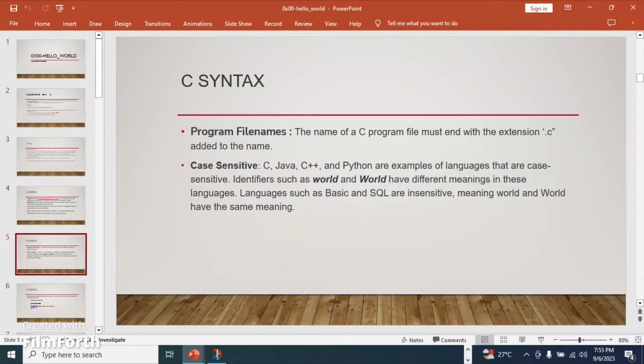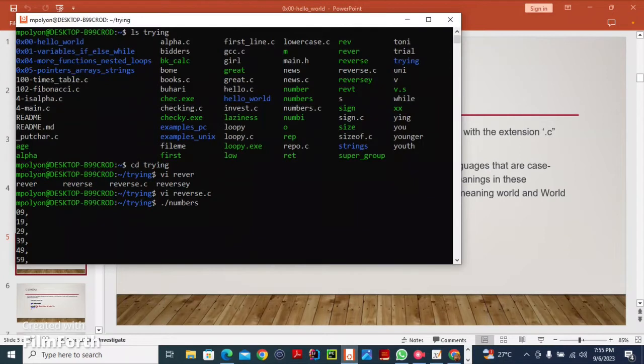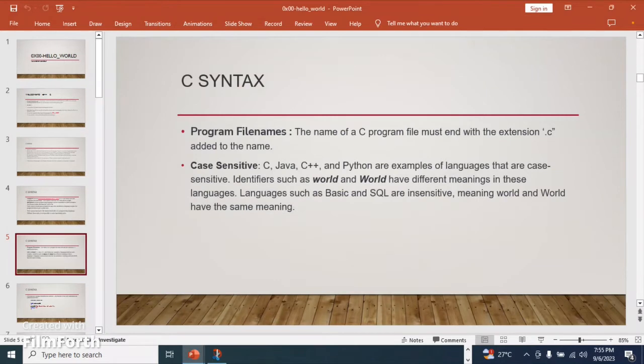Now, when you are writing a program in C, you must name your program with the extension .c. If you see my work here, you see files upon files: books.c, checking.c, loopy.c, all these green executable files, graph.c, gcc.c, alpha.c, isalpha.c, fibonacci.c, and so on and so forth. All of them are C files. So it is important for you to name your C file with the extension .c. It's one of the rules of the game in C.